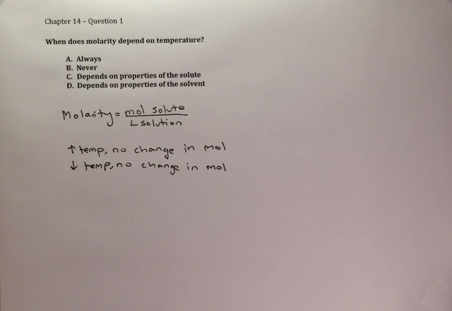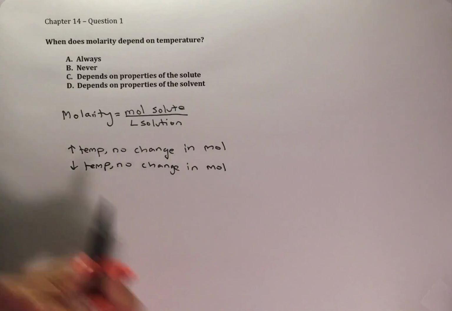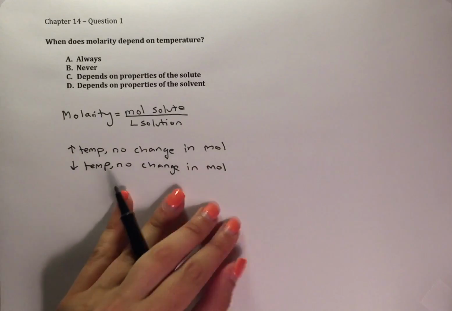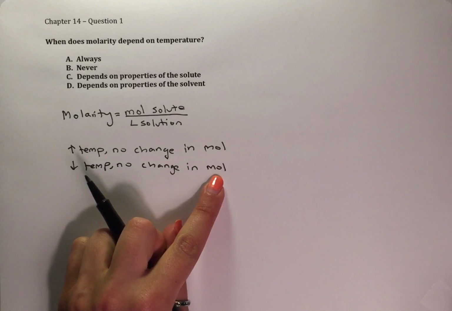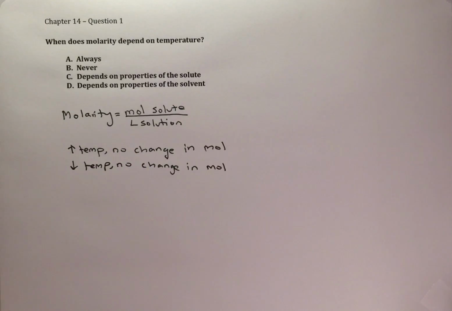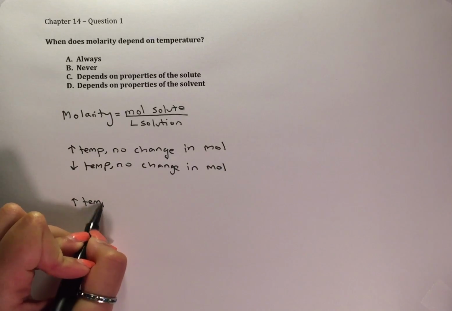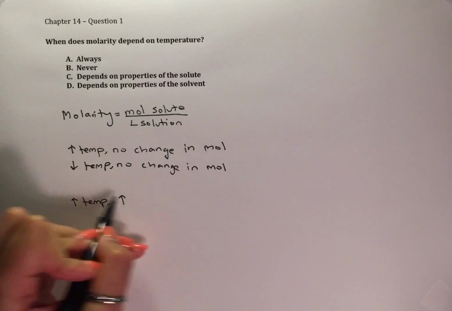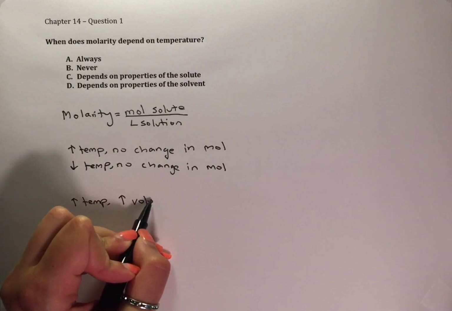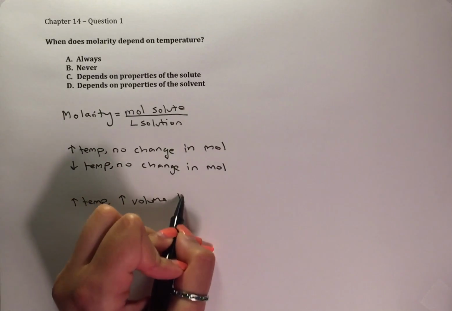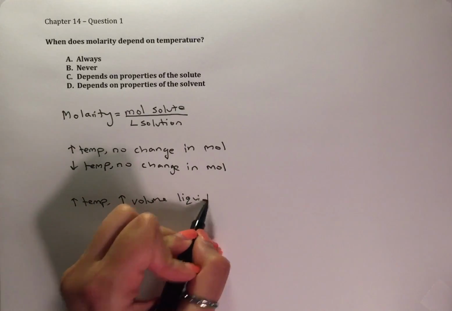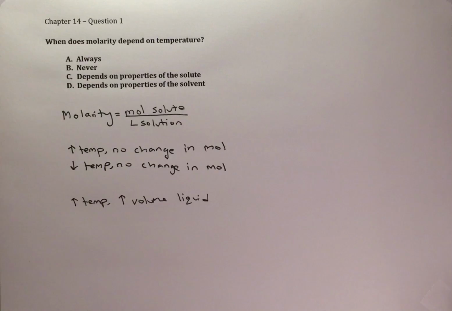And that is because matter cannot be created or destroyed. So changing the temperature will not have a change in the number of moles in the solution. However, if we have an increase in temperature, we'll have the increase in the volume of a liquid. And when you're talking about molarity, you're talking about a liquid because you're referring to a solution.